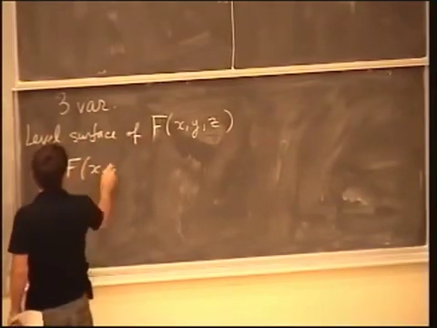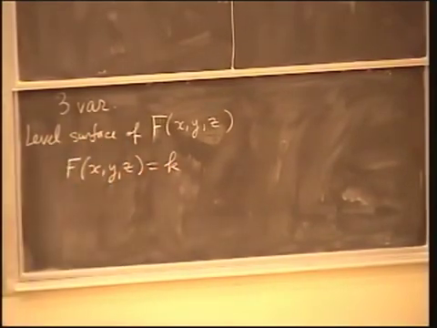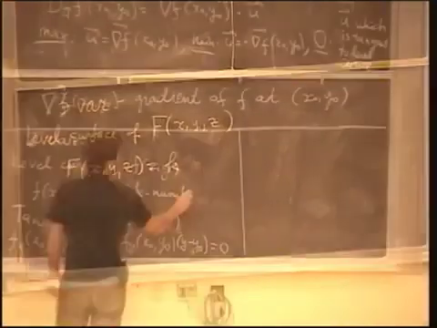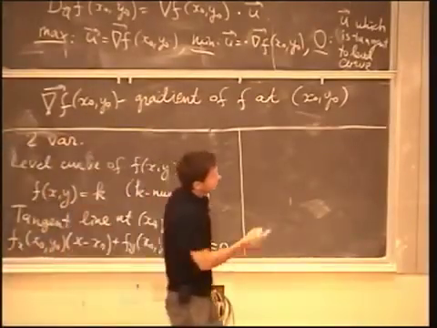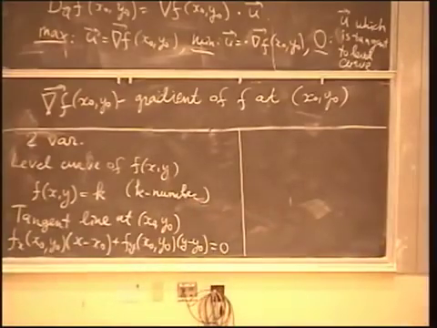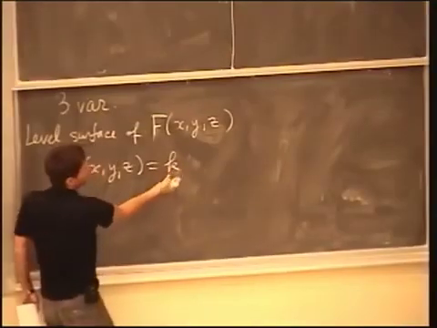And so that would be F of x, y, z equals k. Maybe I should say that k is some number. K is a number. So in this discussion, for example, k would be the height. So I don't know, 1,000 feet. Whereas x and y and z are variables. So that's the difference. It's an equation. It's one equation for three variables. Because in this equation, this is some number, like 1,000.